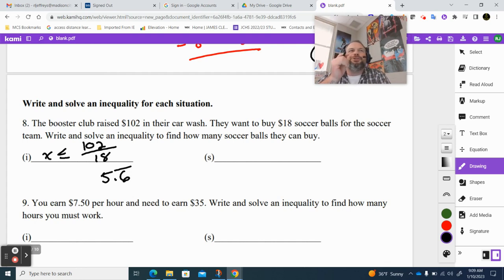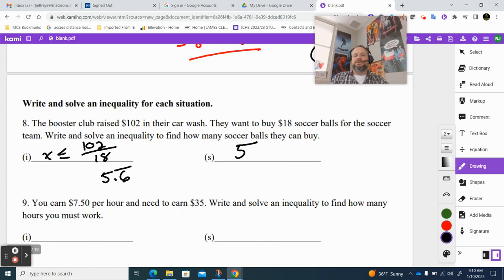But I'm pretty sure you can't buy .6 of a soccer ball. Can you buy .6 of a soccer ball? No. Okay. You can't. So you can actually only buy 5. Okay. So of their amazing car wash of just $102, they can only buy 5 soccer balls for the soccer team.